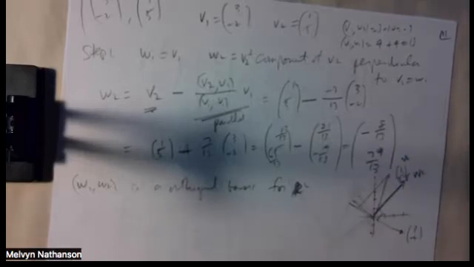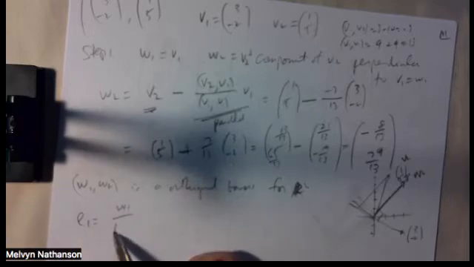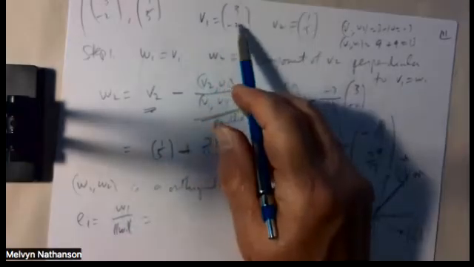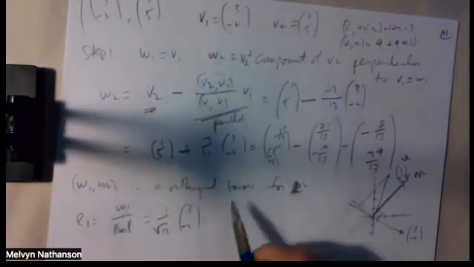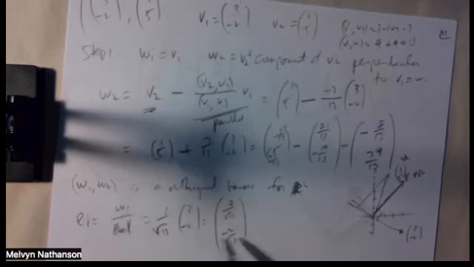And then to get the orthonormal basis, I want to let E1 be W1 divided by the length of W1. So the length of W1, or the length of V1, it was the same, is the length of this vector. 1 over the square root of 13 times 3, minus 2. So that's 3 over root 13, minus 2 over root 13. So these two, W1 and this vector, are parallel, but this has unit length.